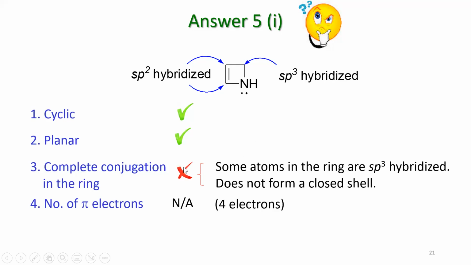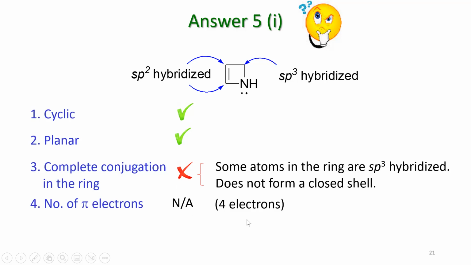So here, when you are checking for aromaticity, go according to this order. Check whether it is cyclic, then whether it is planar, and then whether complete conjugation is there. Then finally, if the conjugation is there, check for the number of pi electrons, right?